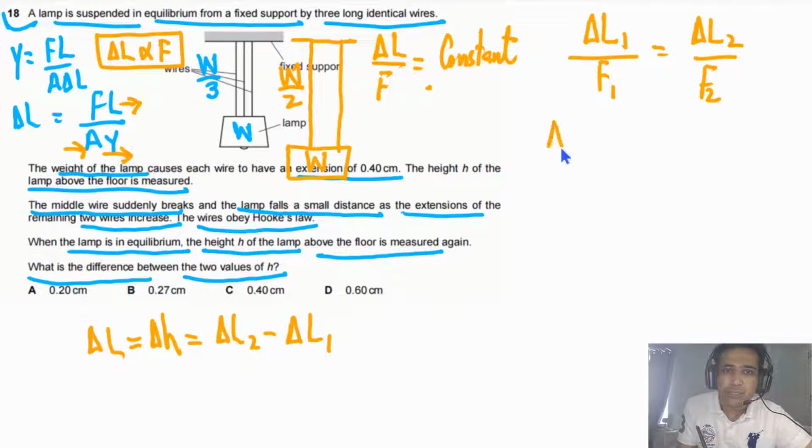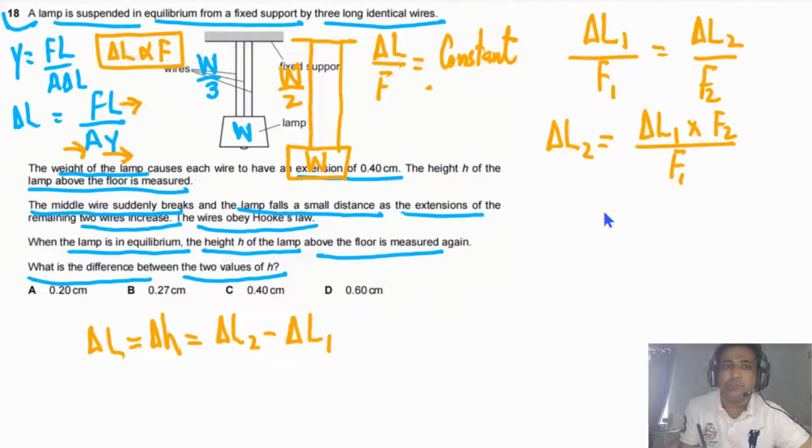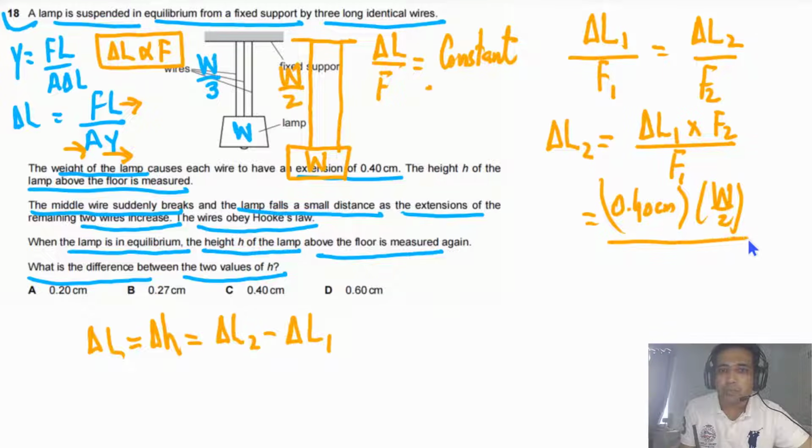So in this case we can write down delta L2. This one has to be equal to delta L1 times F2 divided by F1. So we have the value of delta L1, that is 0.40 centimeters. So this is in centimeters. And we have F2, that is equal to W by 2. So this is W by 2, and we have F1, that is W by 3. Now we just need to simplify. So we are already done with this question.